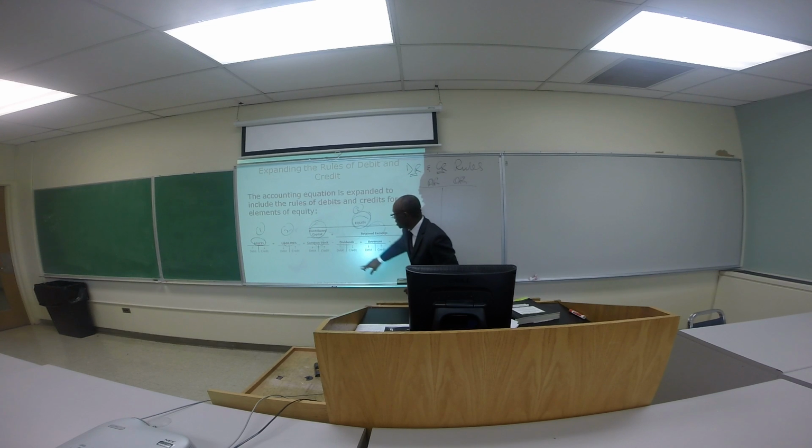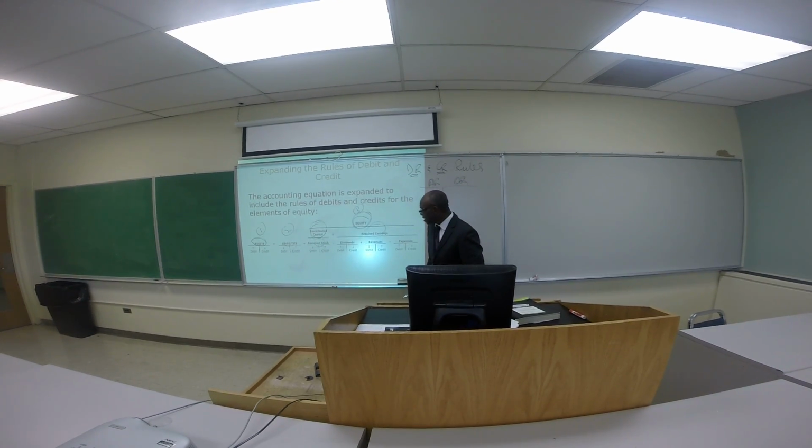Dividend. Take a look at this. Anytime there is an increase in dividends, we debit. Anytime there is a decrease, we credit. As you can see, it is the same rules as assets. Now let's take a look at revenues. Revenues, anytime there is an increase, we credit. Anytime there is a decrease, we debit. Look at expenses. Expenses are the opposite of revenues.